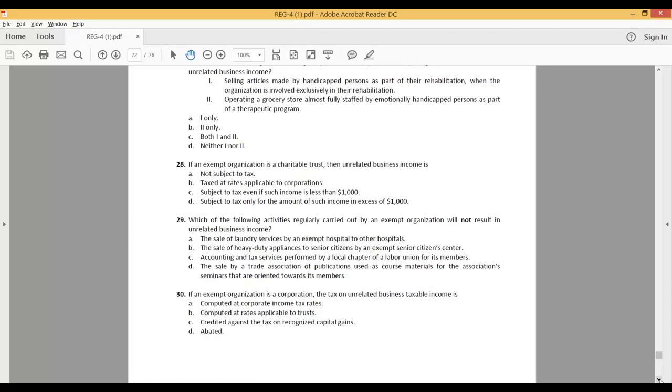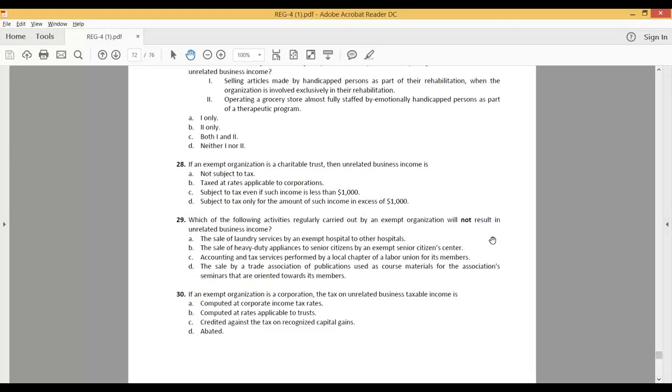The sale of heavy-duty appliances to senior citizens by an exempt senior citizen center. The purpose of a senior citizen center is more of hospice, home care. It's not the selling of appliances. So this is UBI again. Accounting and tax services performed by a local chapter of a labor union for its members. Again, a labor union's purpose is not to provide these ancillary services. This is extra, in addition to their exempt activities. So again, this is UBI, except for D. Okay, guys.